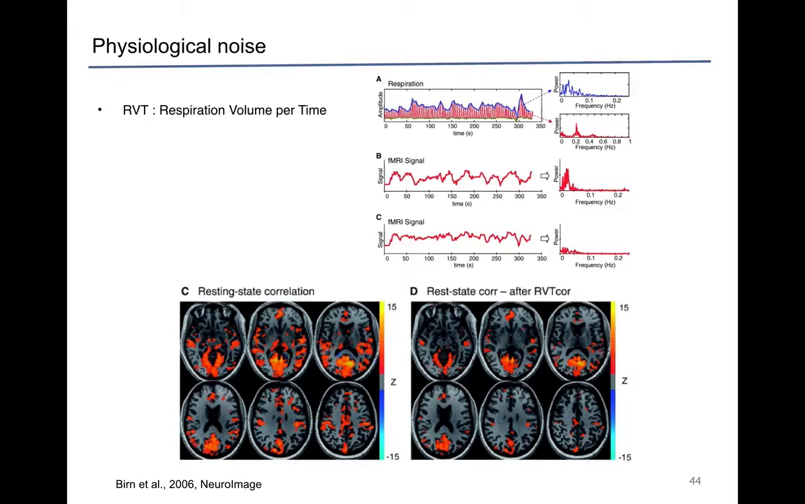In order to model that effect in the data, there were again some approaches. One of the very first papers that came out used the RVT regressors, and RVT is defined as respiratory volume per time. It looks at the peaks and valleys of the respiration time series over one cycle. And if you regress that from the data, it was shown that it can get rid of part of that noise from the data.